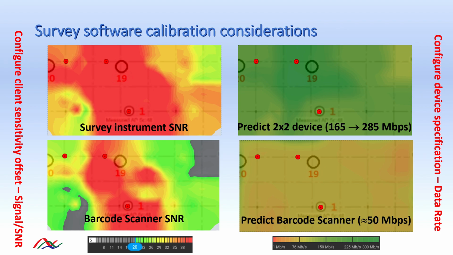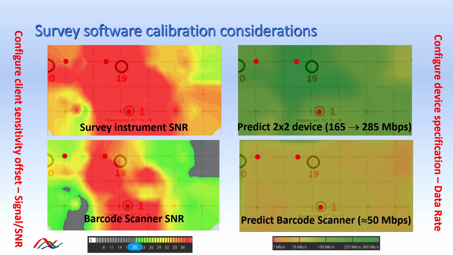Designing for client performance is important because it improves roaming and delivers better communication in both directions between the client and the AP. That's why applying the right client-specific sensitivity measurements is important. The heat map at the top left shows the reported signal-to-noise ratio, SNR, from the survey instrument. But after testing the performance of a barcode scanner and adjusting the sensitivity to match our observations, we see the actual client device experience at the bottom left is much worse.